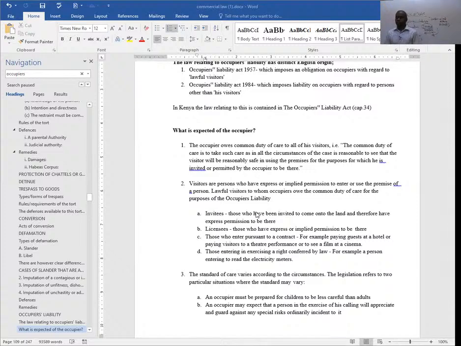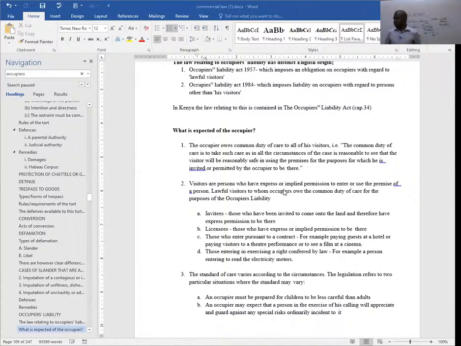So those are the persons you can actually call visitors. Maybe it's someone who has been licensed to visit your premises. So he's the visitor. Either it can happen in a situation where you've actually invited them, or they have come in as a result of a license or been allowed to visit the premises. So those are the persons we are calling visitors.